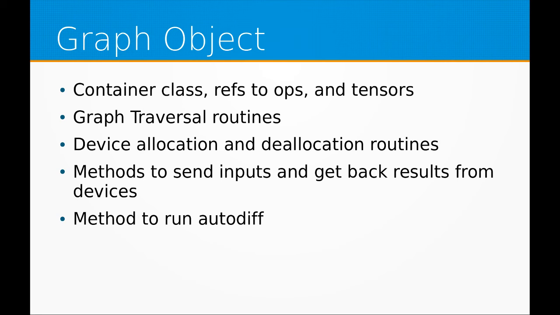And a method to run autodiff, which traverses the graph and collects a gradient from each of the operations, and then tells it, okay, since I got the errors from your children, this should be your gradient, and it updates the weights as well. Okay, so these are what should be there in a graph object.